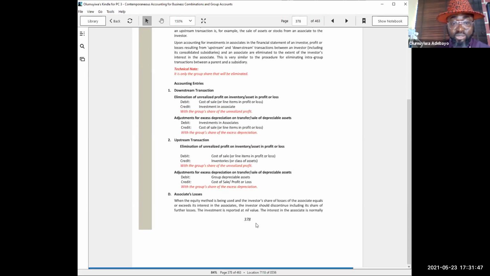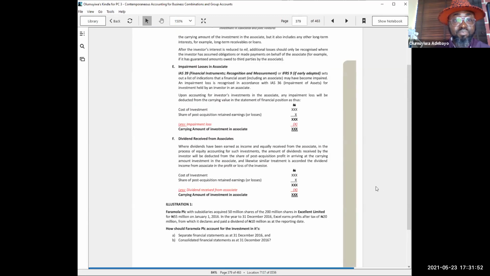That's why, further, it was stated here that the interest in an associate is normally the carrying amount of the investment in associate, but it also includes any other long-term interest, for example, long-term receivables or loans. After the investor's interest is reduced to nil, additional losses should only be recognized where the investor has assumed obligation or made payment on behalf of the associate, for example, if it has guaranteed amounts owed to third parties by the associate. Otherwise, the lowest level you can go to is zero and not negative.